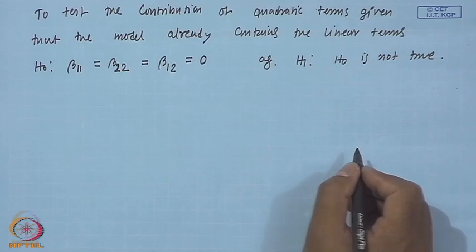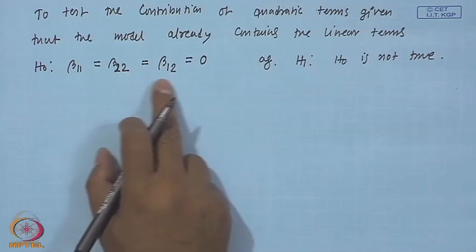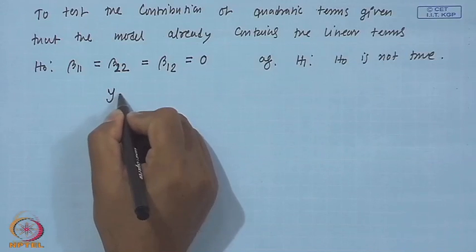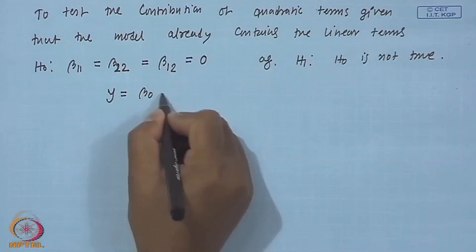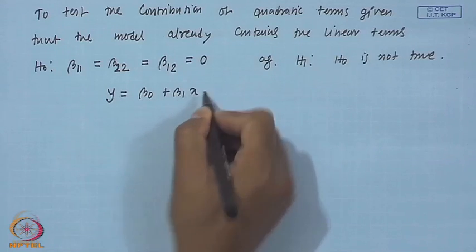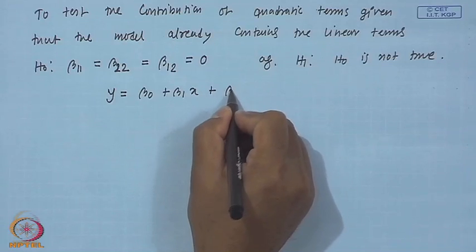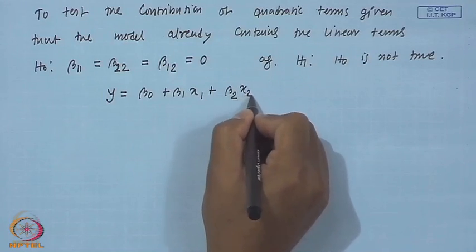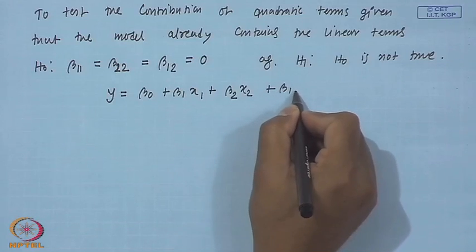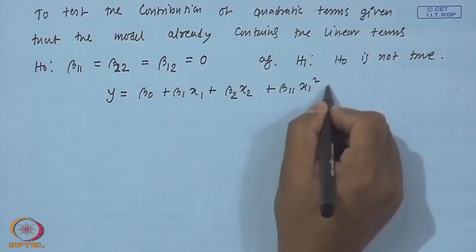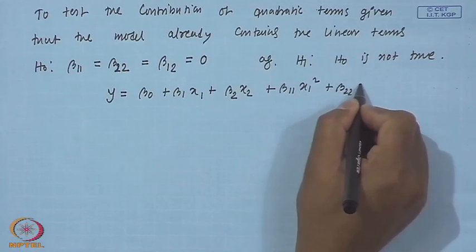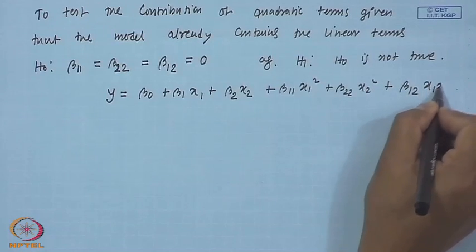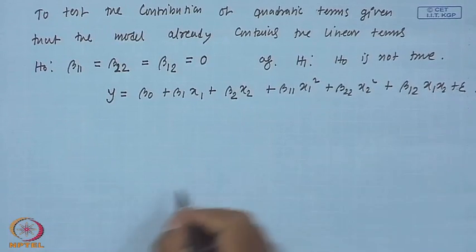Okay. So, I hope that you can recall the model. The model we are considering is y equal to beta naught plus beta 1 x 1, beta 2 x 2 plus beta 1 1 x 1 square plus beta 2 2 x 2 square plus beta 1 2 x 1 x 2 plus epsilon. So, this is the full model.